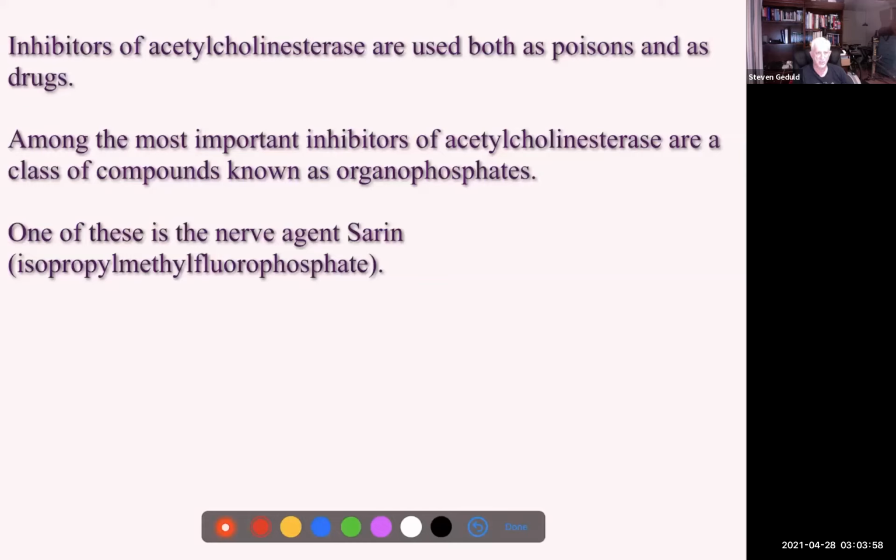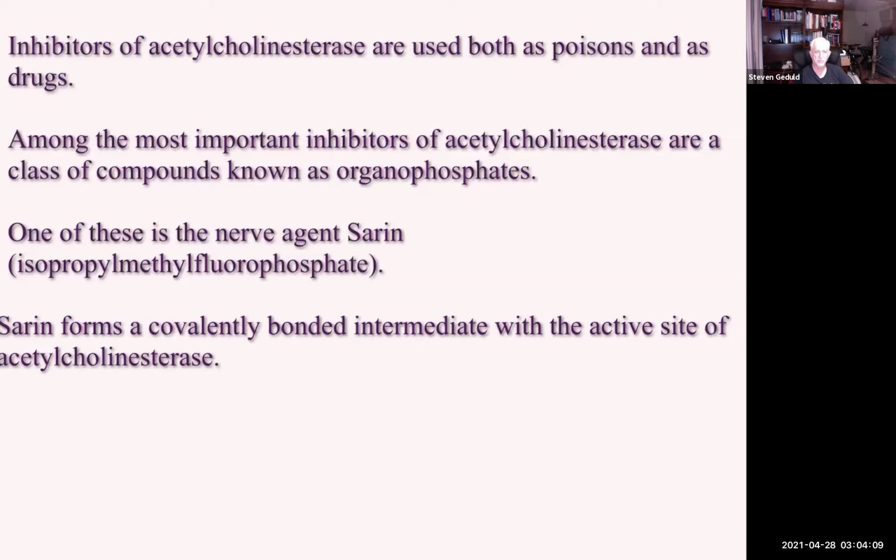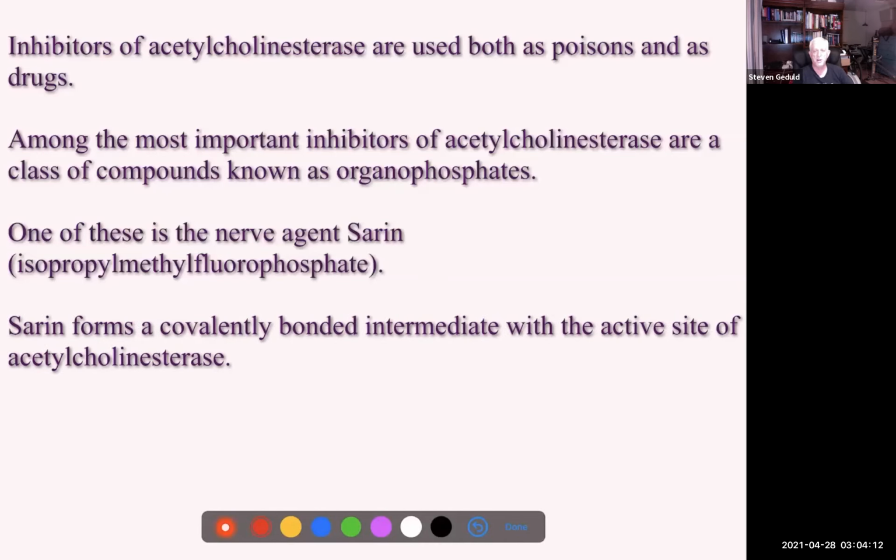The name of it is isopropyl methylfluorophosphate. You know what isopropyl is? You know what methyl is? You know what fluoro is? And it's a phosphate attached to it. So it's a very simple poison. Sarin forms a covalently bonded intermediate with the active site of acetylcholinesterase.